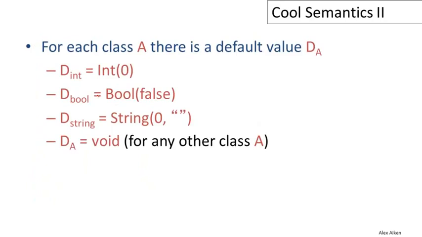Every class has a default value associated with that class. So for integers, the default value is 0. For Booleans, the default value is the Boolean false. And for strings, the default value is the empty string. And then for any other class that isn't one of these three basic classes, the default value is void.